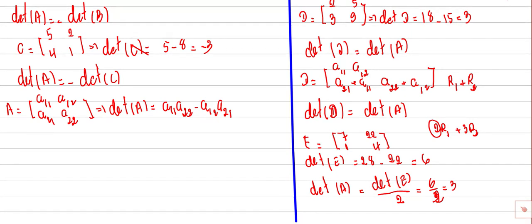Please remember this property. When we swap rows or columns, the determinant changes sign. If we divide or multiply, we can update by this one. This is the way to find the determinant.